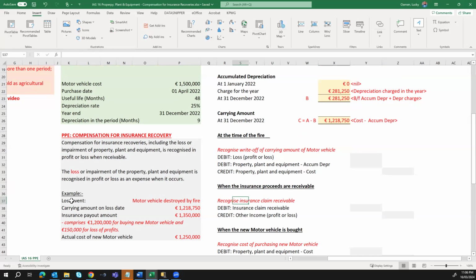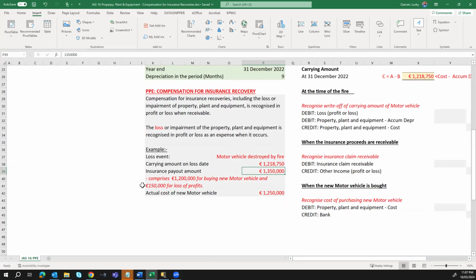All right, and as at the loss date, the carrying amount for this motor vehicle is 1.218750 euros, which is what we determined as at 31st of December 2022, 1.2 million euros, which we have here as the carrying amount. Then the insurance payout from our insurance company was 1.350 million euros. So this comprises of the 1.2 million for buying a new motor vehicle and 150 euros for the loss of profit. And the actual cost to buy a new vehicle is 1.250 million euros. All right, so this is the condition that's happened, and these are the respective amounts involved.